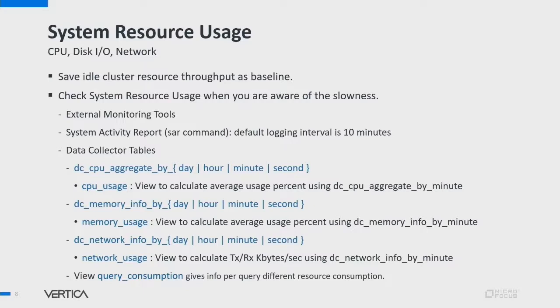Vertica also provides data collector tables which store info on different resource usages at different intervals of time. Some of the DC tables are shown here. Query consumption is a view written using these DC tables which provides the info on resource usage per query.